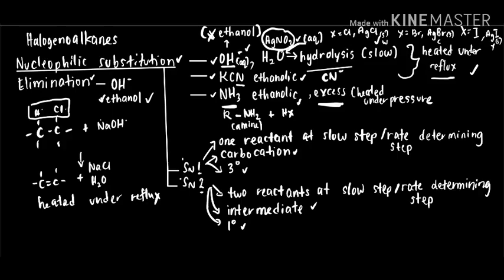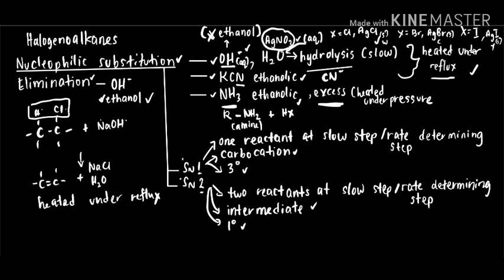Nucleophilic substitution has three types of reaction. One is with OH, nucleophilic substitution with OH, another one is KCN, and the last one is going to be ammonia. So for OH, when you have the reaction with sodium hydroxide, we do not have ethanol over there, so it's just going to be sodium hydroxide in aqueous form.